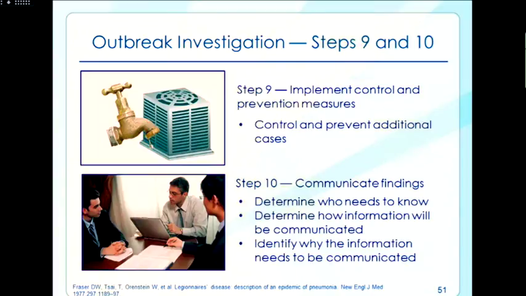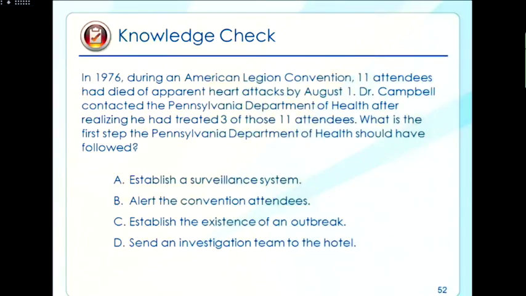The findings are also written up in reports that generally contain an introduction, a background, methods, results, the discussion, and finally recommendations. And these reports serve not only as a record of the investigation, but also as a tool for future investigators and as a contribution to the scientific knowledge base.